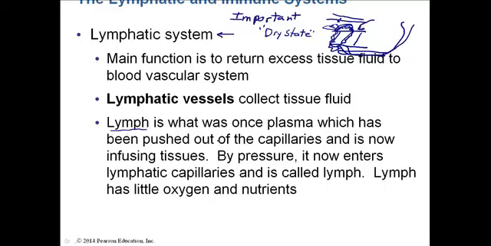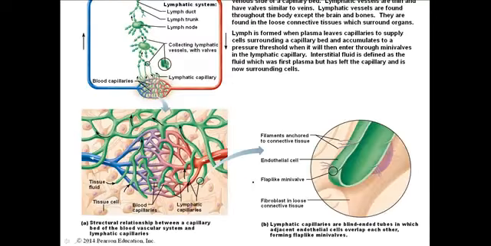So in a capillary bed, as the plasma is being pushed out or diffused out, you get a relatively larger volume of extracellular fluid in the capillary bed. The cells take what they need, but if there's extra pressure or extra fluid, it'll enter the lymphatic capillaries, and now it's called lymph. Lymph is pretty devoid of oxygen and nutrients, and it's high in waste products. So it'll be similar to the contents of venous blood without the cells.